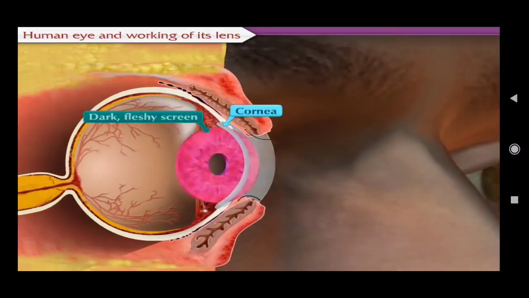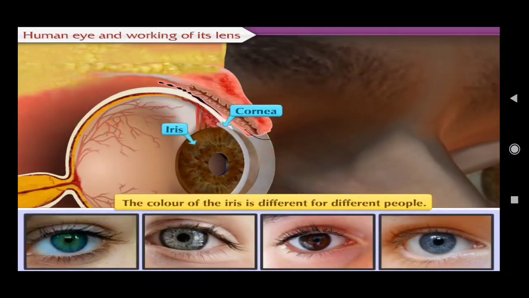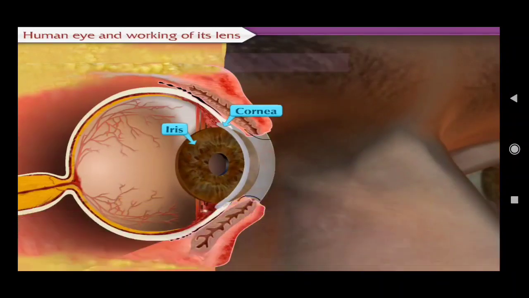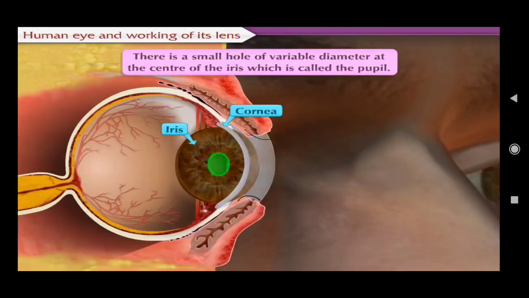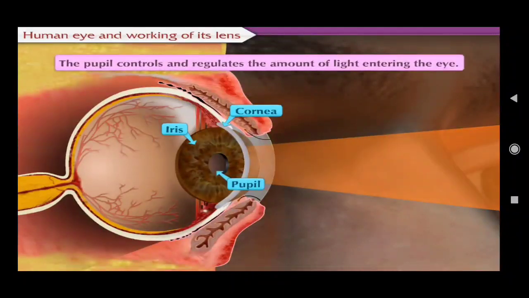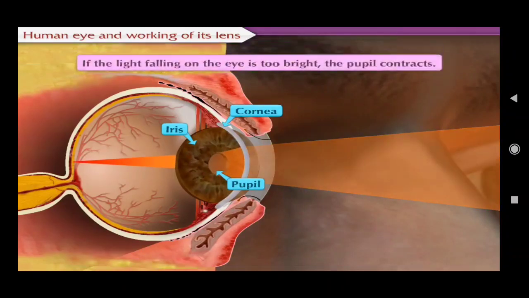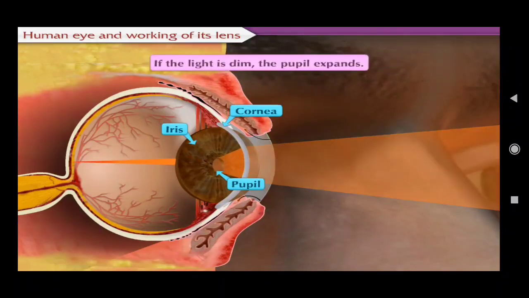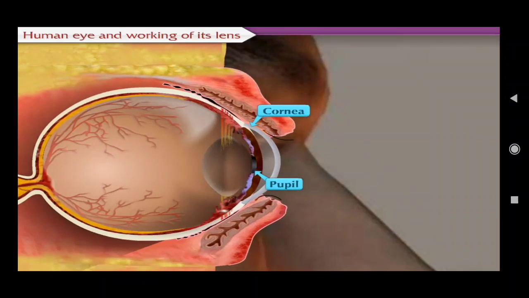There is a dark, fleshy screen or diaphragm behind the cornea. This is called the iris. The color of the iris is different for different people. There is a small hole of variable diameter at the center of the iris, which is called the pupil. The pupil controls and regulates the amount of light entering the eye. If the light falling on the eye is too bright, the pupil contracts, while if the light is dim, it widens, that is, expands. On the surface of the iris, there is a bulge of transparent layers.